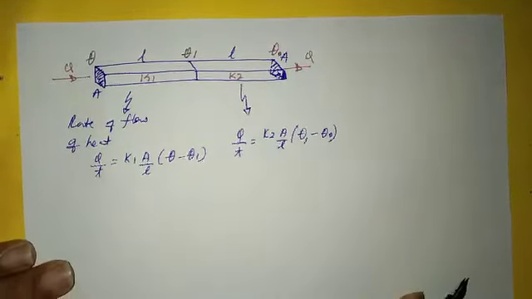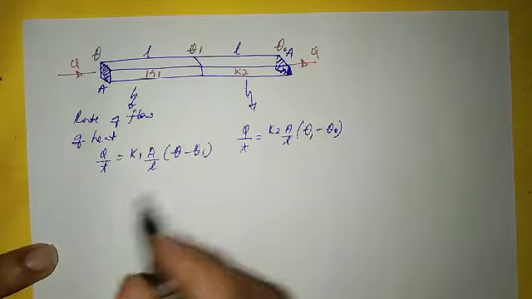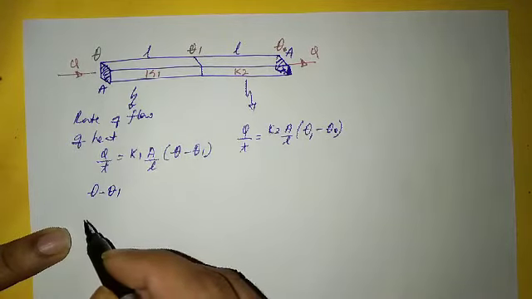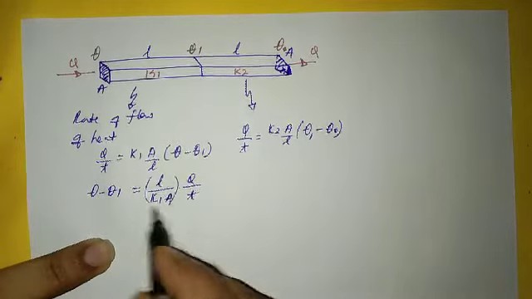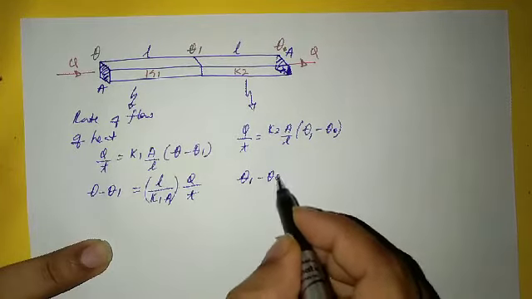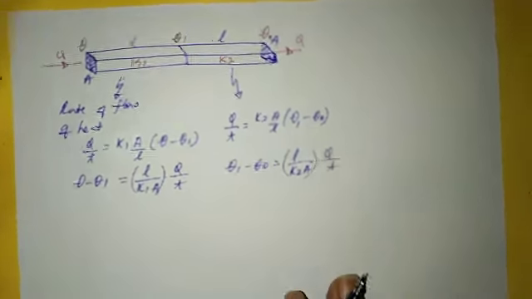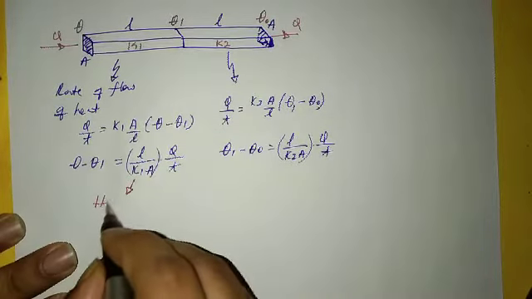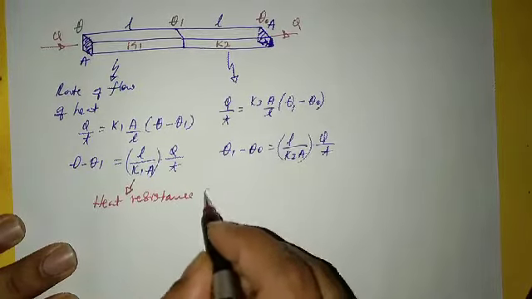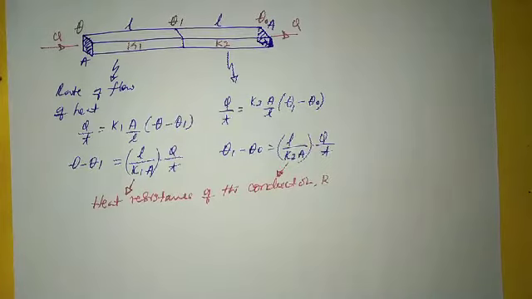Now if I rewrite this equation in a different way, theta minus theta 1 is equal to L divided by K1A, keeping this in bracket, into Q divided by T. Meantime here, theta 1 minus theta O is equal to L divided by K2A into Q divided by T. The term that you are seeing in the bracket is the heat resistance of the conductor, R. The bracket term is defined as the heat resistance of the conductor.